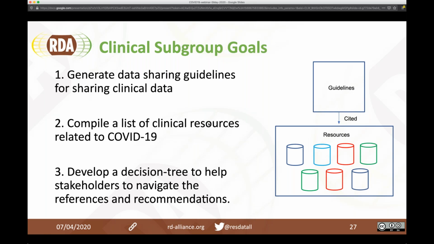And I put different colors there to represent different categories. Some resources are repositories, some are guidelines, some are publications, and those categories probably are the ones that we're going to use for the decision tree. So that's the relationship we see among all the goals. And next slide.